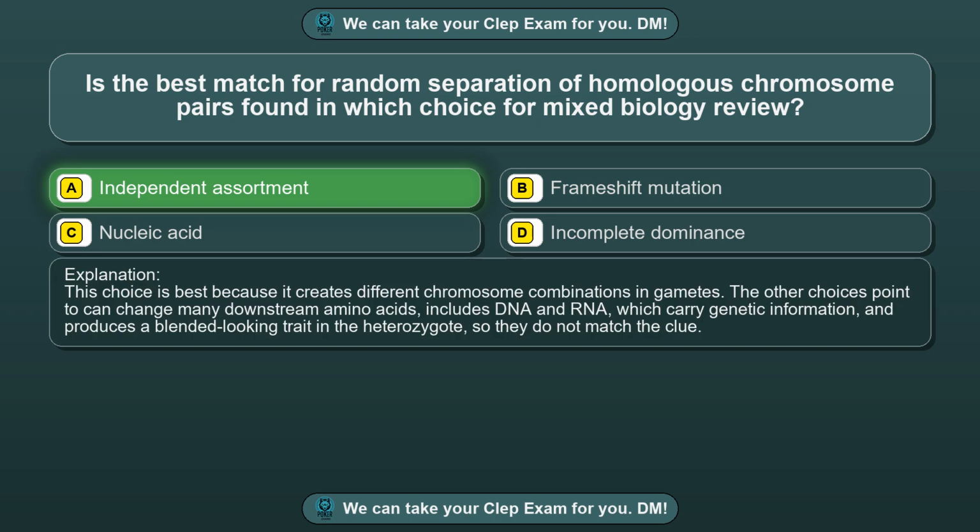This choice is best because it creates different chromosome combinations in gametes. The other choices point to can change many downstream amino acids, includes DNA and RNA, which carry genetic information, and produces a blended-looking trait in the heterozygote, so they do not match the clue.